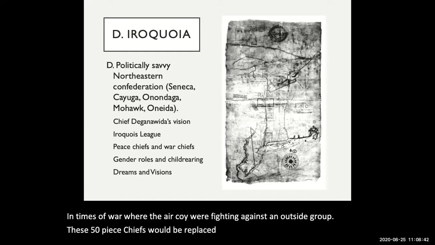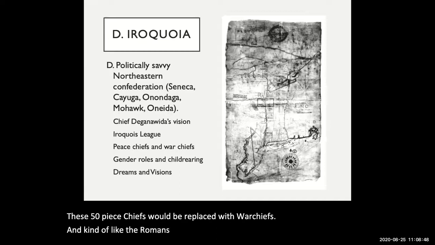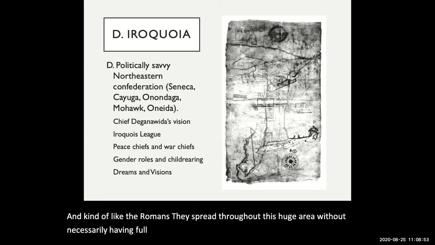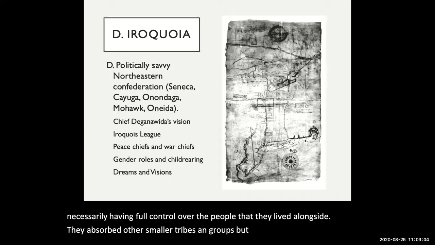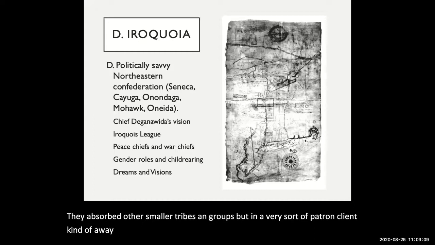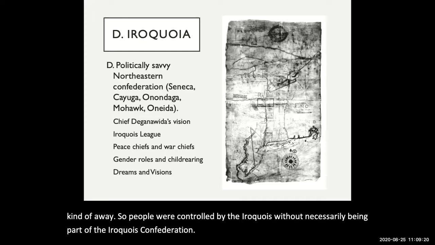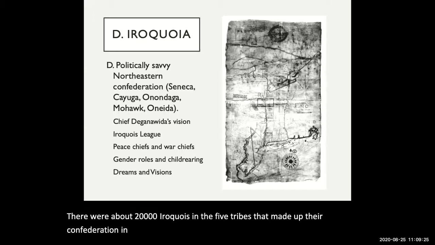And kind of like the Romans, they spread throughout this huge area without necessarily having full control over the people that they lived alongside. They absorbed other smaller tribes and groups, but in a very patron-client kind of way. So people were controlled by the Iroquois without necessarily being part of the Iroquois Confederation. There were about 20,000 Iroquois in the five tribes that made up their confederation in 1600, but this was small compared to the total number of Native Americans in the Northeast.